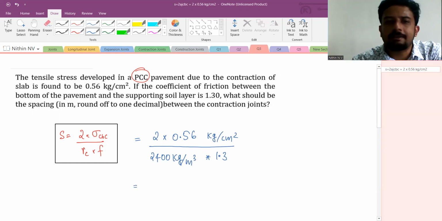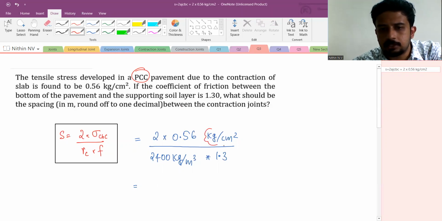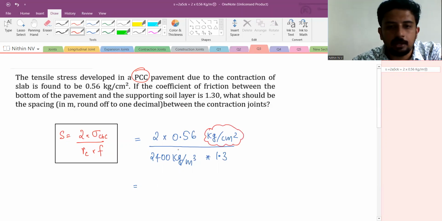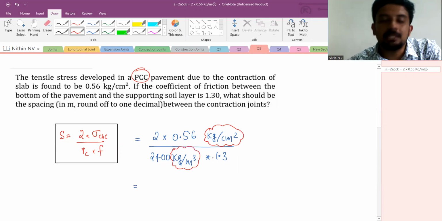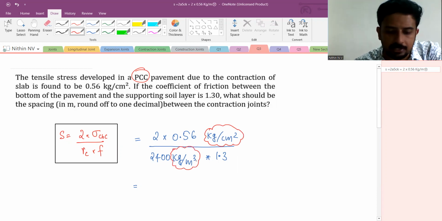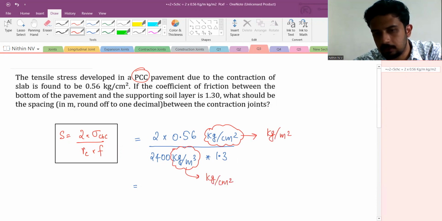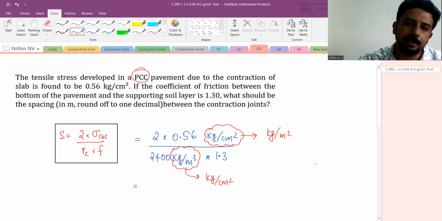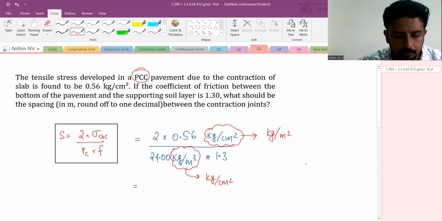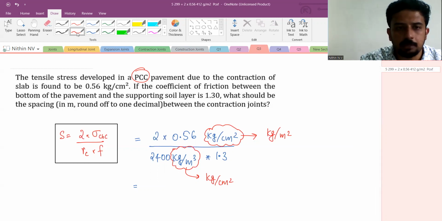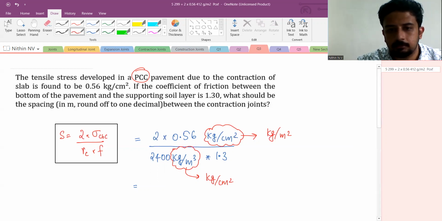Now we can calculate it, but there is a challenge. This stress value is in kg per centimeter square, whereas this is in kg per meter cube. Kilogram will get cancelled, but centimeter square and meter cube should be in the same unit. Either you can convert this into kg per meter square, or you can convert this into kg per centimeter square. You can do whatever you want, ultimately the things will get cancelled. Suppose I am interested in converting that 0.56 into kg per meter square, how much will it be?